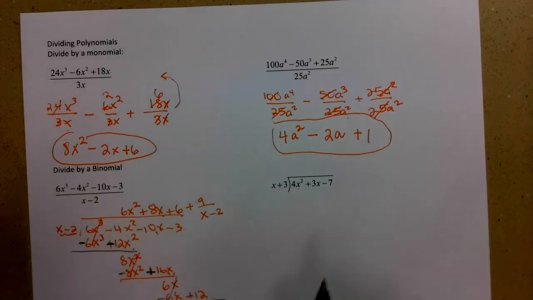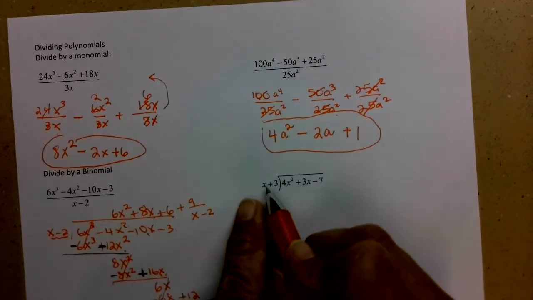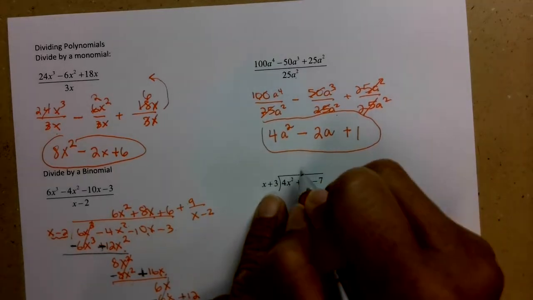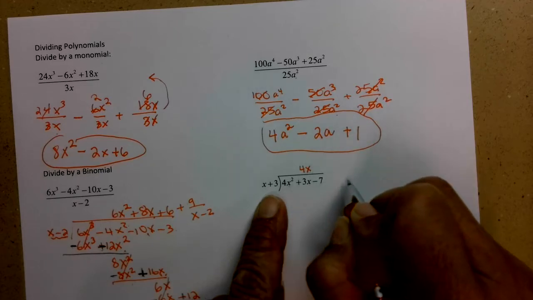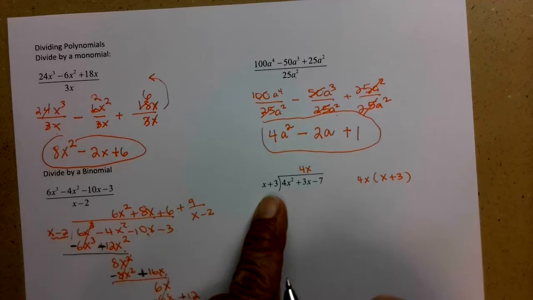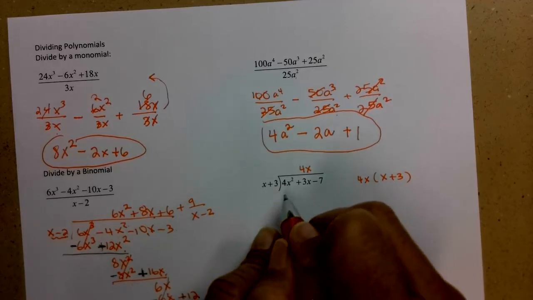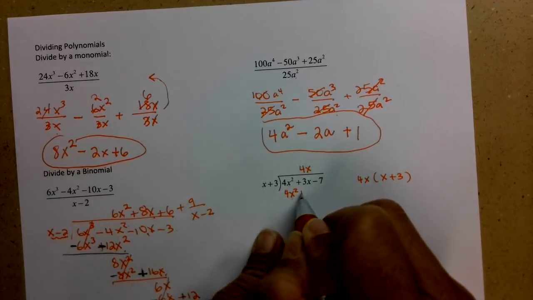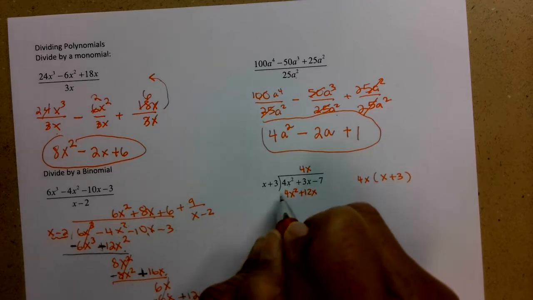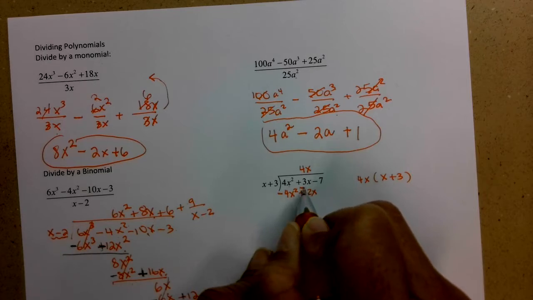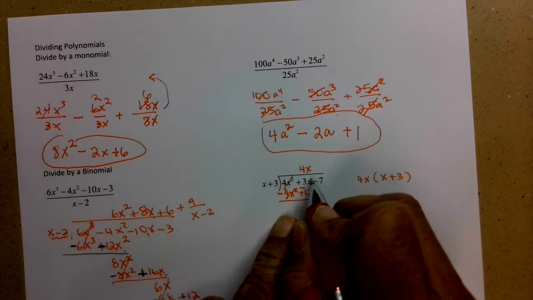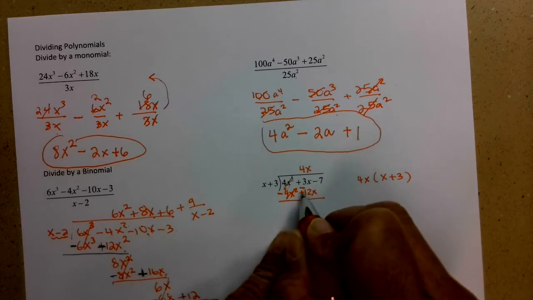Okay, so this one's already set up for us. So x times what to get exactly 4x squared? So 4x. And then that 4x is going to multiply the x plus the 3, both parts. So I'm going to get 4x squared plus 12x. So I've multiplied. Now we subtract. So change the signs and add them together. X squares go away like they're supposed to. And then I have 3x plus a negative 12x.